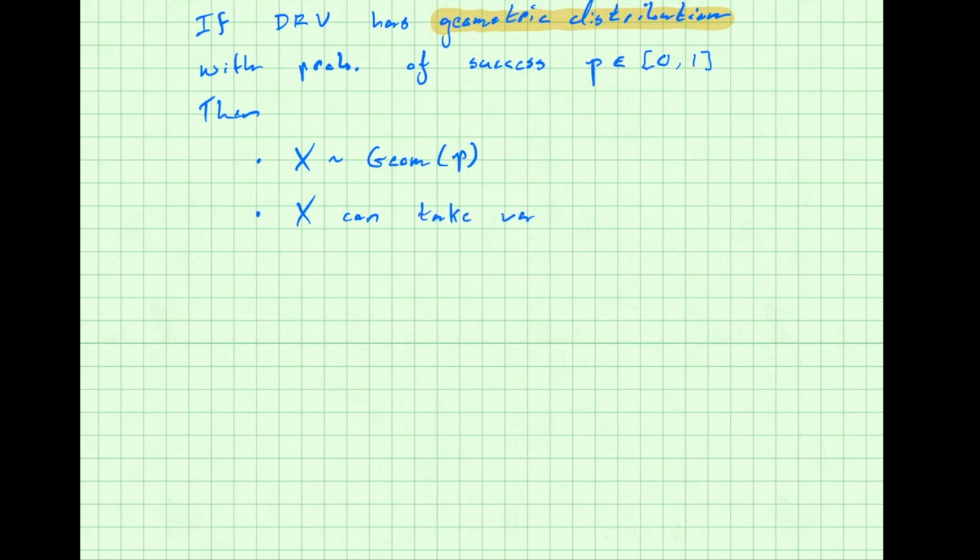You can take values 1, 2, 3, and so on. It can't take 0, because it can't be the case that it takes 0 tries before you have a success. You have to at least have one try. And it has the following PMF.